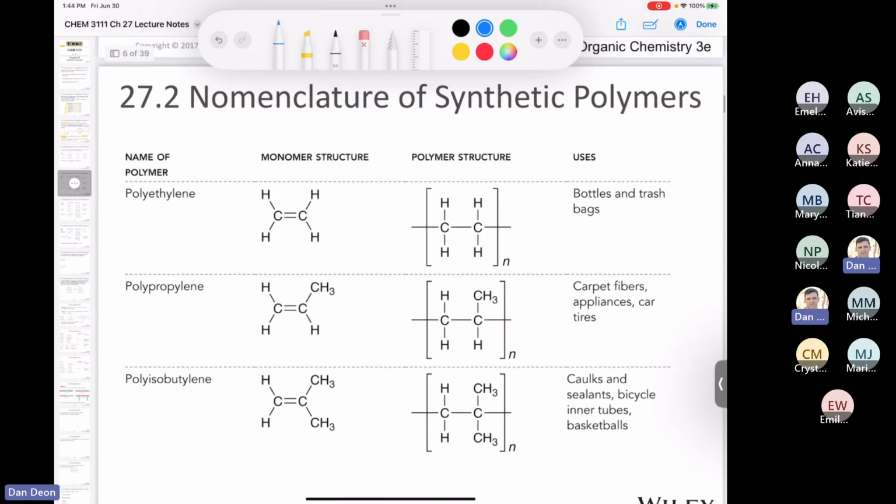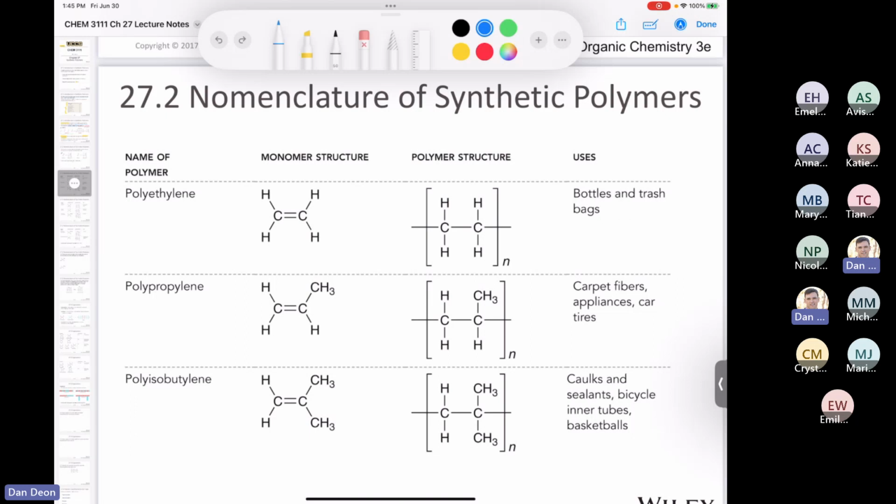Let's start at the top here. It says if we have the simplest possible, really, ethylene polymer that we can have, it would just be a polymer of ethylene itself, and that would be polyethylene. And if you're wondering, well, where would I find polyethylene in my everyday life? It's found in things like bottles, like bottled water or soda bottles, things like that. And of course, trash bags. It's a very inexpensive plastic or polymer.